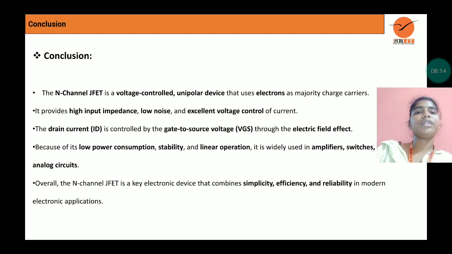Conclusion: the N-channel JFET is a voltage controlled unipolar device that uses electrons as majority charge carriers. It provides high input impedance, low noise and excellent voltage control of current. The drain current is controlled by the gate-to-source voltage VGS through the electric field effect. Because of its low power consumption and stability under linear operation, it is widely used in amplifiers, switches and analog circuits. Overall, the N-channel JFET is a key electronic device that combines simplicity, efficiency and reliability in modern electronic applications.